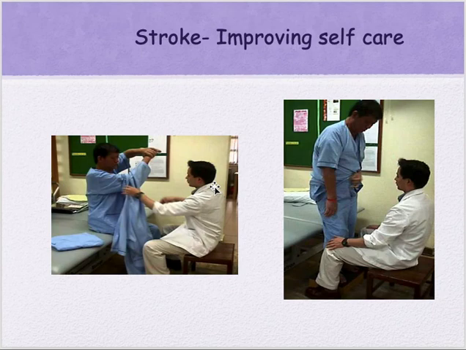So for example, one of the things used in stroke rehabilitation a lot is repetitive task training. They ask the patient to do some movement repetitively, repeat it again and again, right? That's it.